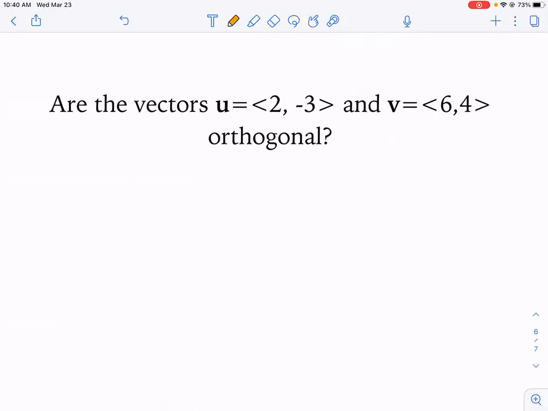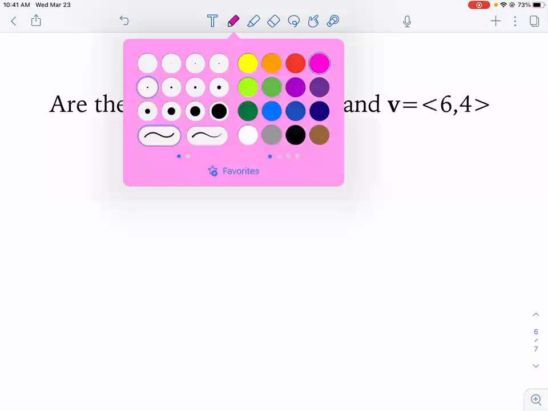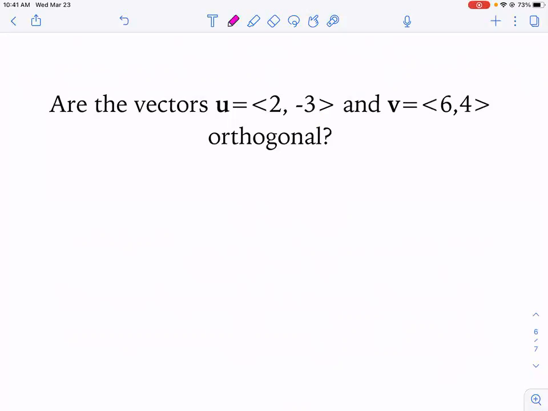All right, so here are two vectors, 2, -3, and 6, 4. If I ask you, are these orthogonal? Then show me with some work, okay? If I ask you if vectors are orthogonal, then I need to see evidence that you found a dot product and the dot product is 0.